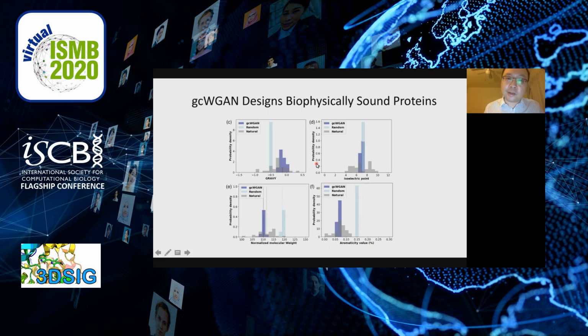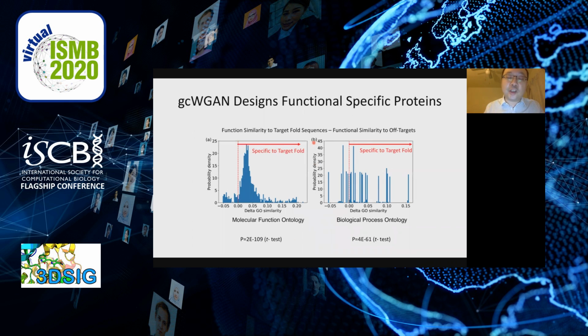The next question is, are these designs functionally specific? We predicted the GO terms of these designs and then compared them to the known GO terms of target folds as well as off-target folds. By comparing these GO terms, we found that, not only for molecular function but also for biological process, our designs resemble the target folds in function more than the off-targets, with statistical significance.